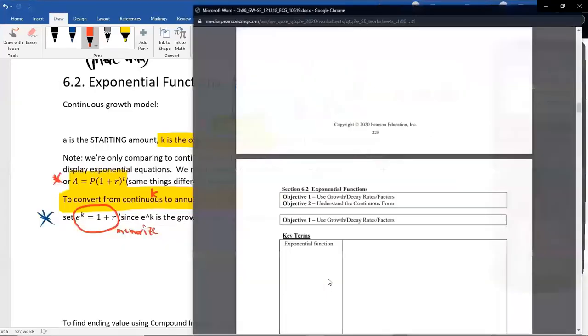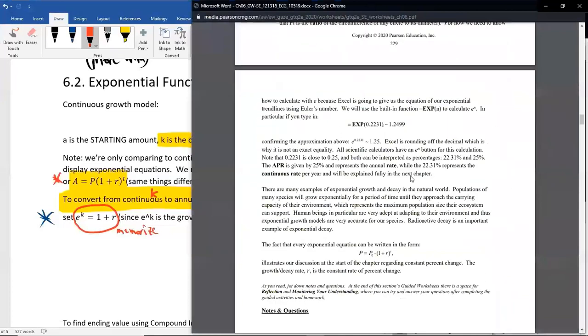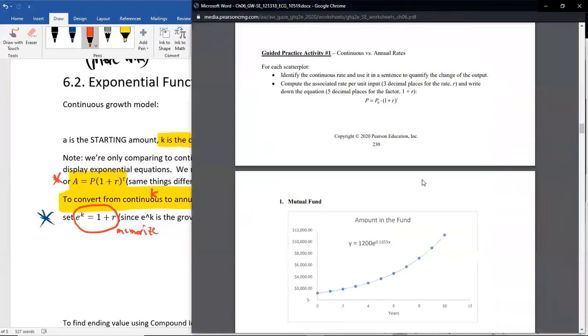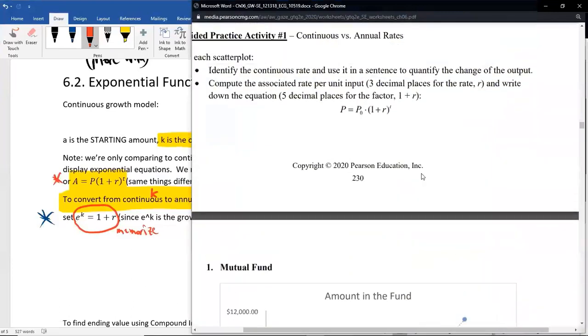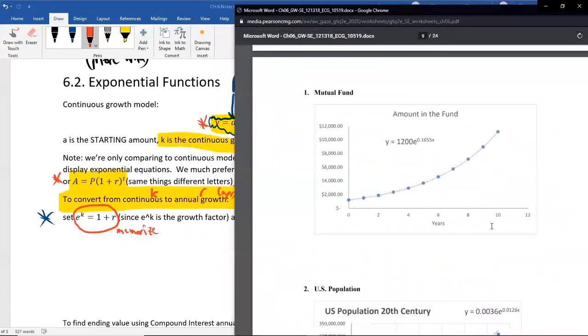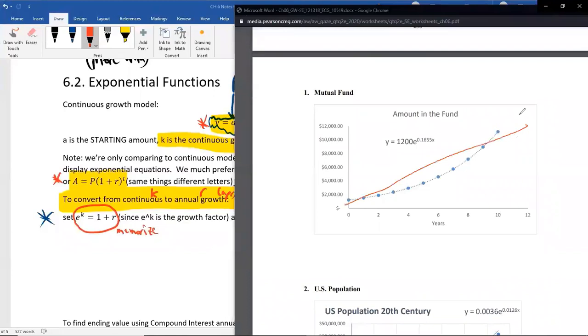So we're going to pull up the guided activities from 6.2, and all this stuff says exactly what I was just talking about. Here we go. Guided activity 1, continuous versus annual rates. The only reason we're doing any of this is because in Excel, remember how we showed you how to display the linear equations? Well, under those options, there was an exponential equation as well, and I even did a couple in class. You would get the dots between them, and you can see clearly that that is a much better model than a straight line. I know that's not that straight, but just bear with me.